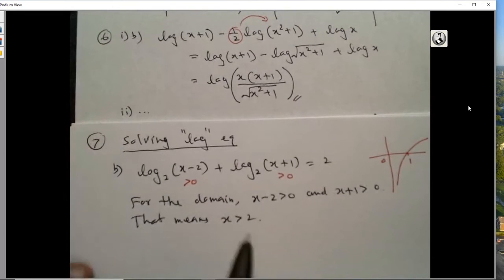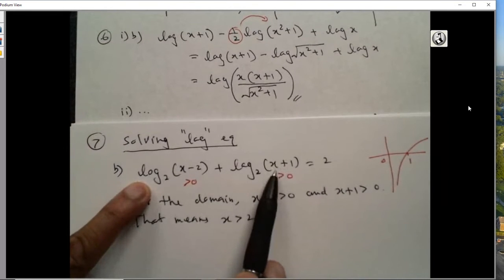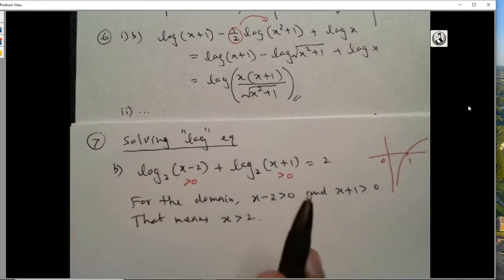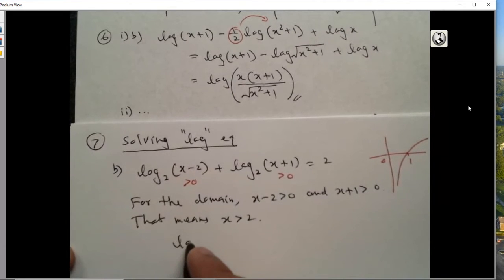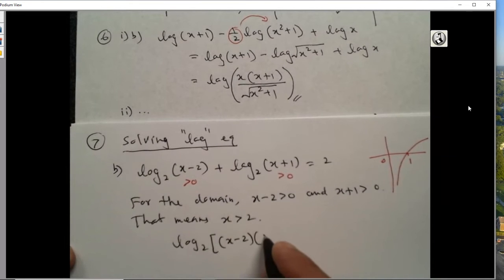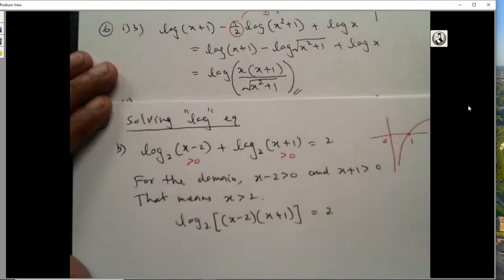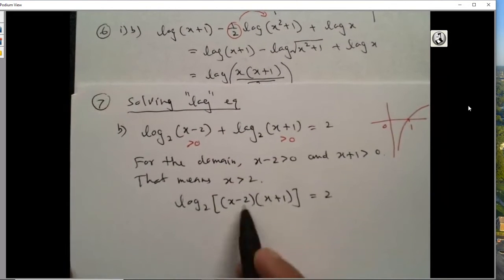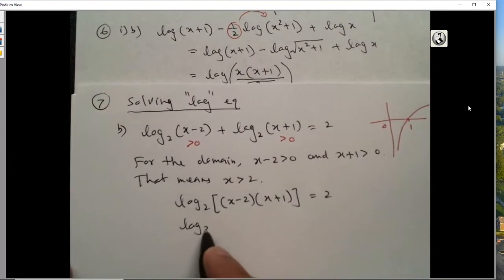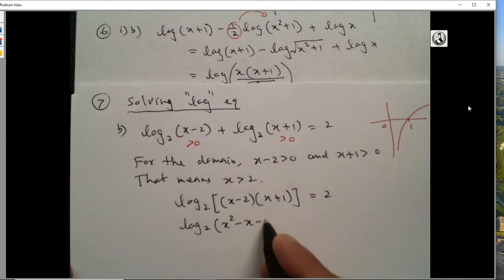Good. So two terms, you're going to combine to make one term. That means you're going to multiply inside. So you can write this one as log base 2. Since there are two terms, I put a parenthesis: x minus 2 times x plus 1 equals 2 on the other side. Now we can distribute inside. If you distribute, you get x squared minus x minus 2 equals 2.